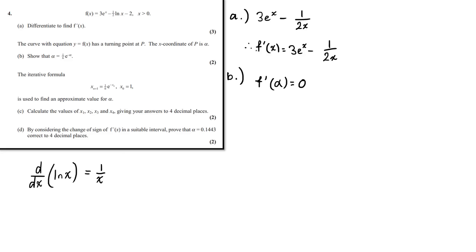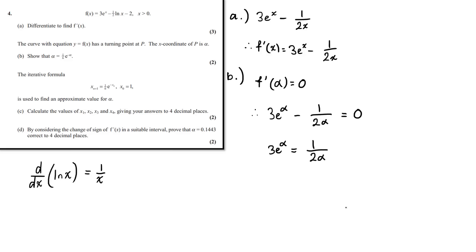And all we're going to do then is take our f prime of x and simply replace that with alpha. So that's 3e to the alpha minus 1 over 2 alpha, and we're going to set that equal to 0. So the first thing to do here, or what makes more sense to me, is this minus 1 over 2 alpha, we just take that to the other side. So we add it to both sides here and balance the equation. So we get 3e to the alpha is equal to 1 over 2 alpha.